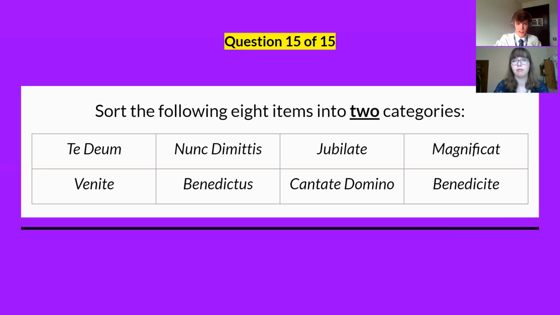And then the last question, question 15, sort the following 8 items into 2 categories. Okay, so we've got 8 items here in a table. We've got Te Deum, Nunc Dimittis, Jubilate, Magnificat, Venite, Benedictus, Cantate Domino, and Benedicite. So see if you can identify what each of those is referring to, and see if there are patterns you can deduce from that. But there should be 2 categories, maybe not equal numbers of items in each category. But yeah, see if you recognise those and have a think as to what we might use to divide those items up.